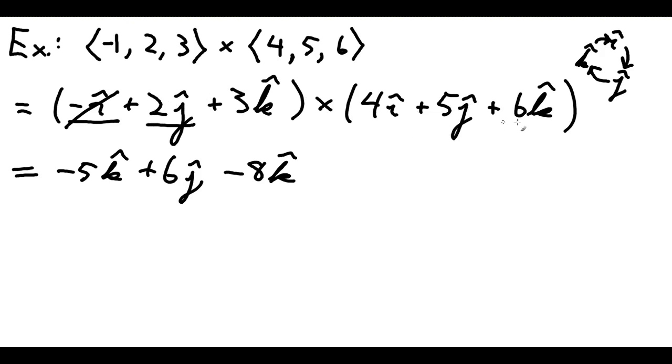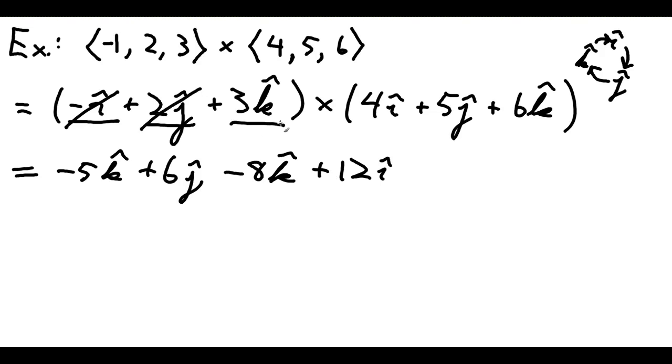We have 2j cross 6k. 2 times 6 is 12. j cross k, i, j, k, i, that's alphabetical order. We get j cross k is i, so we have plus 12i. So that takes care of distributing that.